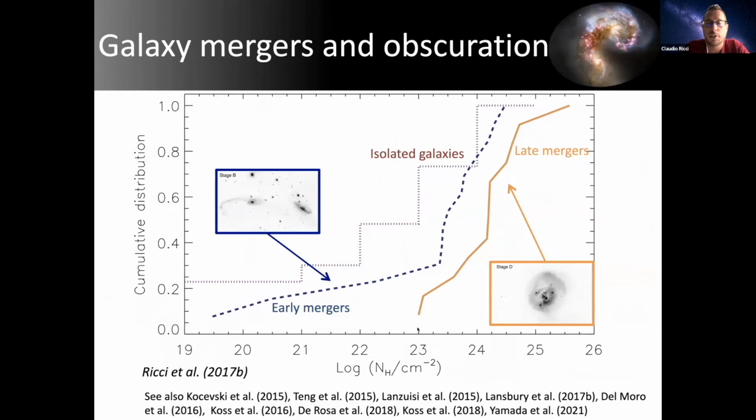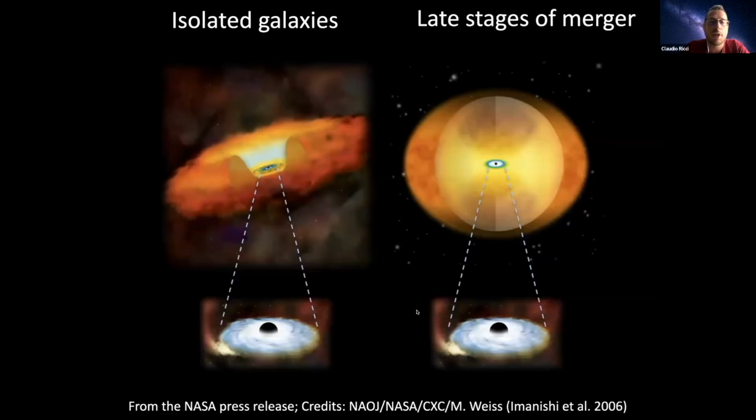And you can see this here very clearly. This is the cumulative distribution of the Coulomb density. And you can see how all the AGN in late mergers have Coulomb densities above 10 to the 23. So this is telling us that AGN in isolated galaxies and in mergers have different environments.